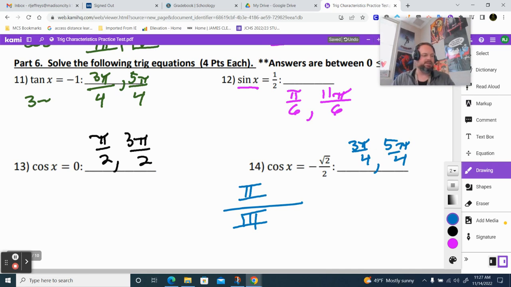So that was 90. We're at 104. So we have a total of 116 possible points on this test. Lots of ways to get some points.